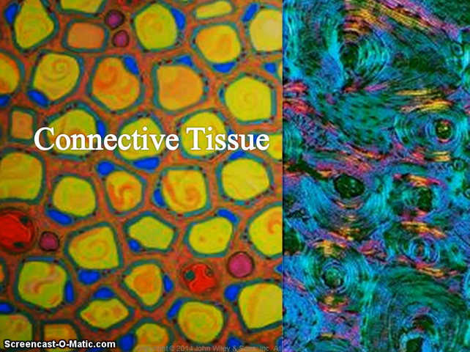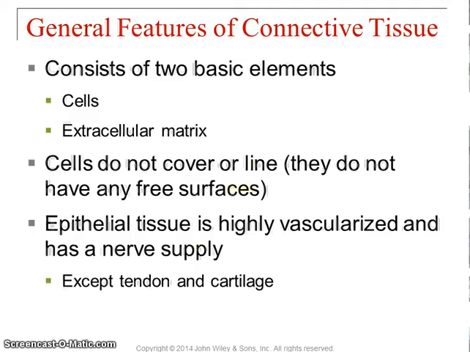Okay, so remember there are four types of tissues: epithelial tissues, connective tissues, muscular tissue, and nervous tissue. So we went through epithelial tissue, we went through four specific types and their functions. Now we're going to go through connective tissues, their functions and specific examples.